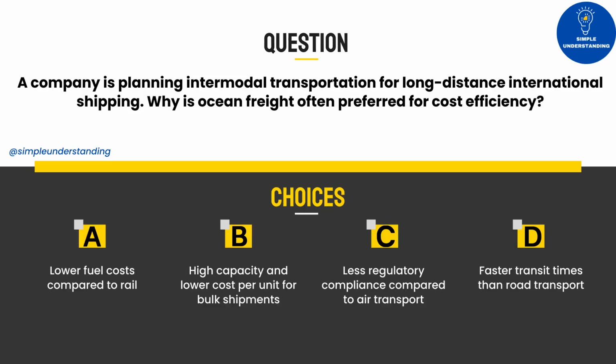9. A company is planning intermodal transportation for long-distance international shipping. Why is ocean freight often preferred for cost efficiency? A. Lower fuel costs compared to rail. B. High capacity and lower cost per unit for bulk shipments. C. Less regulatory compliance compared to air transport. D. Faster transit times than road transport.